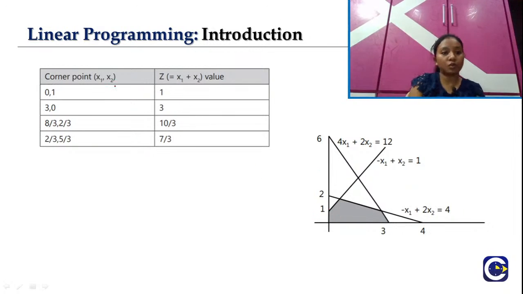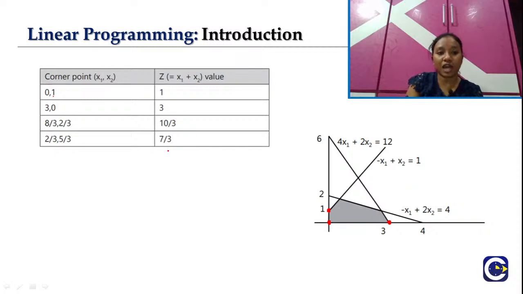So let's see the corner points. Here one corner point will be 0, 1, that is this point, where x is 0 and y is 1. And this is 0, 0. So the corner point has x1 equal to 0 and x2 equal to 1. Our function is x1 plus x2, so that value will become 0 plus 1, that is 1. And the other is x equal to 3 and y equal to 0, that means 3, 0. The value of x1 plus x2 will be 3.